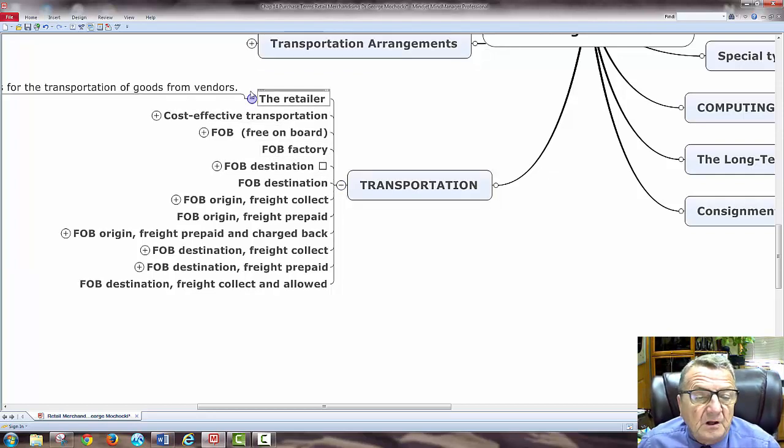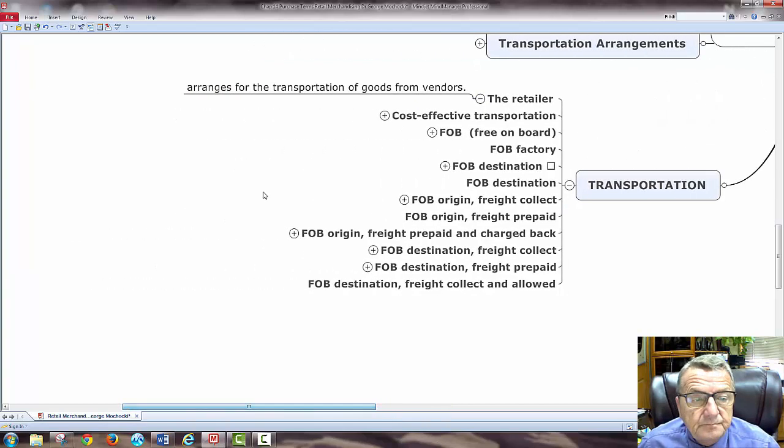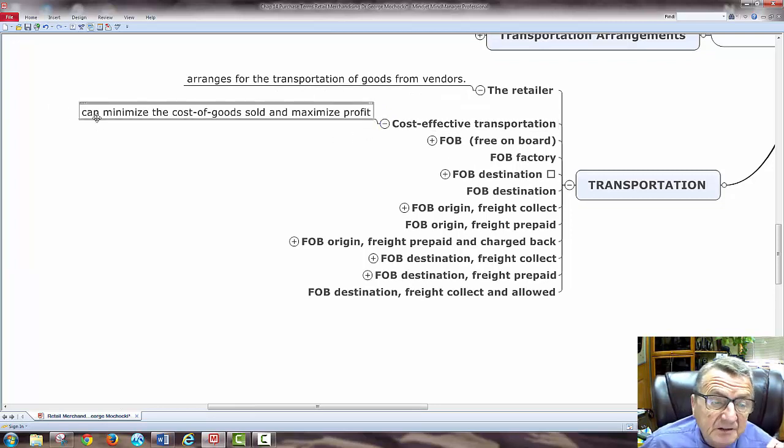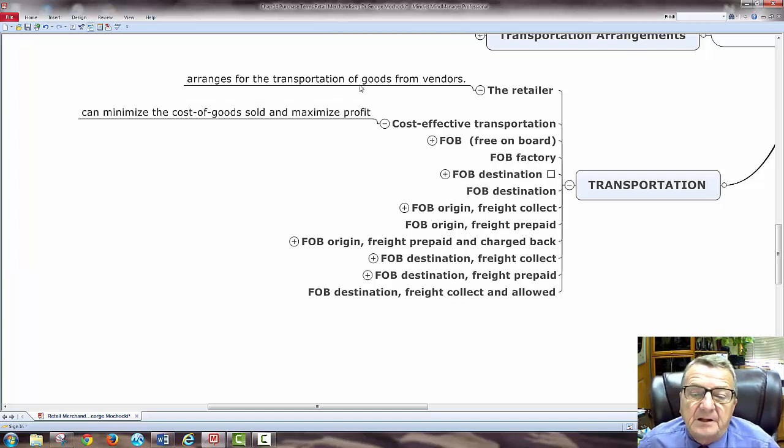Okay, so transportation: the retailer arranges for transportation of goods from vendors, right? You have different options. Cost-effective transportation can minimize the cost of goods sold and maximize profit. My cost of goods is everything to get those goods sold. That's what I pay: transportation, air conditioning, insurance, accounting. Now, how do I offset this cost? How do I minimize my cost?